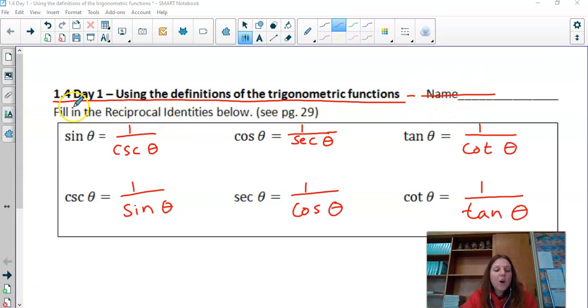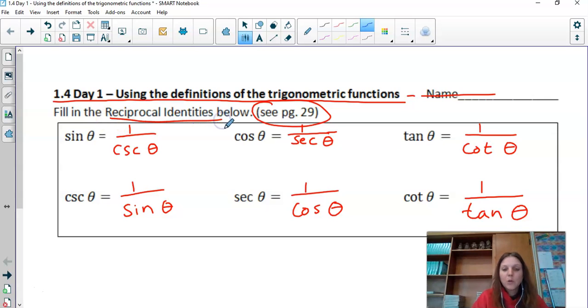What we're looking at here are the reciprocal identities. If you want to, it's probably a good idea to jot these down in your notes, but they are also available on page 29. So at least write a note to yourself to see page 29, and I would call it the reciprocal identities. So you know that these can be found on page 29.